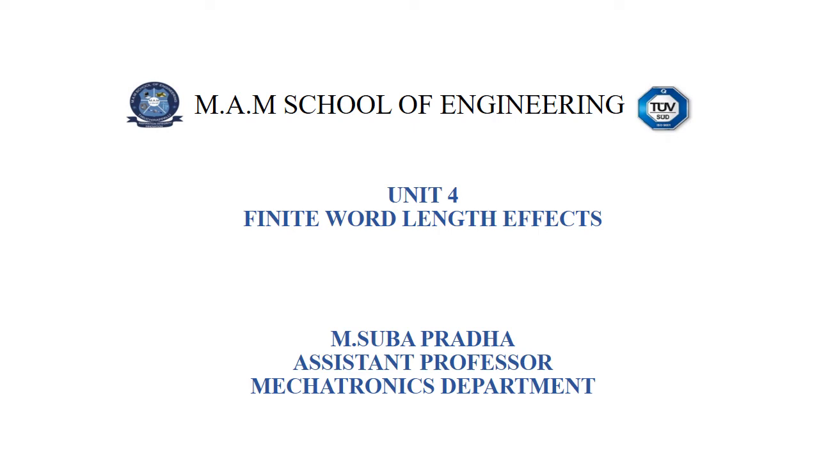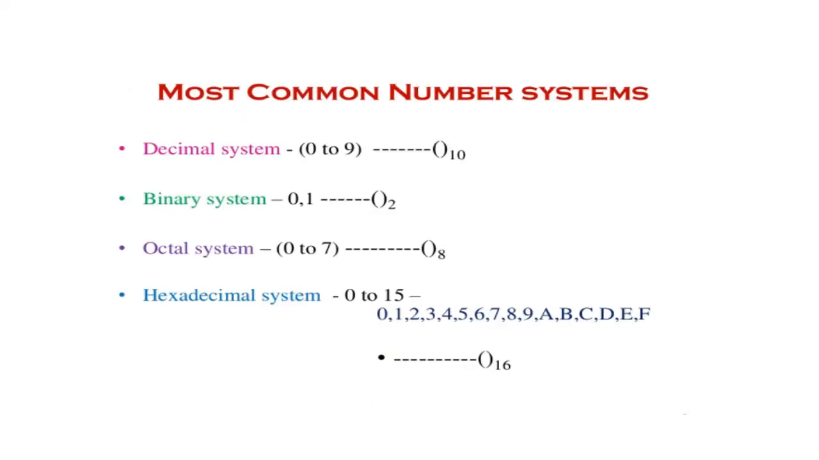Today we are going to see the continuation of unit 4. Let me see the topics we are going to cover one by one. First is the most common number systems. In earlier days we have already read about number systems. Among them, the most common number systems are the decimal system, binary system, octal system and hexadecimal system.